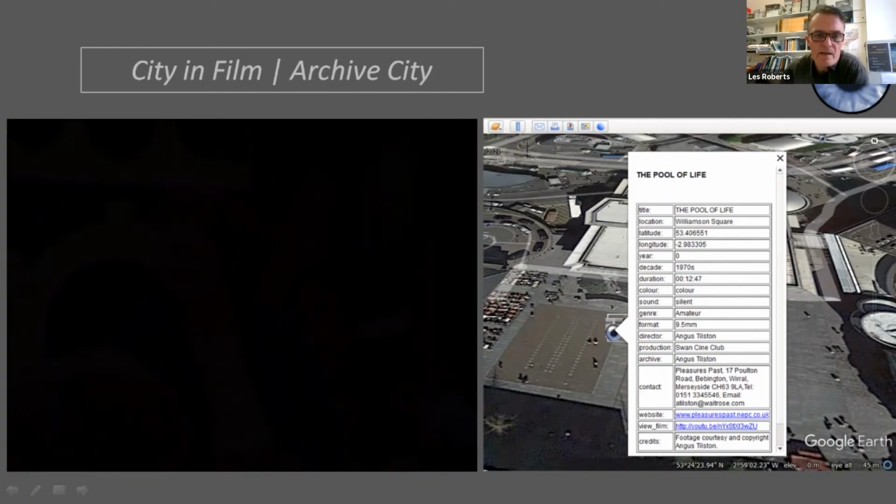That space is still there, Williamson Square, but it's very different today. It's more akin to what Marc Augé would call a non-place. It's just a place that people pass through. It's not a place where people would inhabit in any meaningful sense. So these films became really useful tools to try and get a sense of the lived spaces of parts of Liverpool. And that then has a very contemporary resonance in terms of decisions made about the city today, and what's lacking, and what could be different.